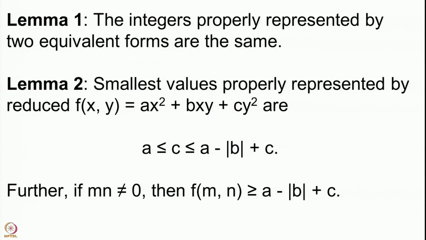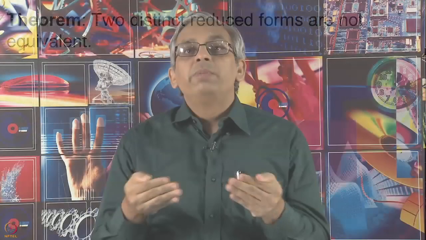We are armed with these two lemmas, and now we are going to prove the main theorem that we want to prove in this lecture, which is that two distinct reduced forms are not equivalent. Our method of proof is that we will start with two reduced forms, assume that they are equivalent, and prove that they are one and the same. We will have to prove that their A's are the same, C's are the same, and B's are the same. This is what we are going to prove.